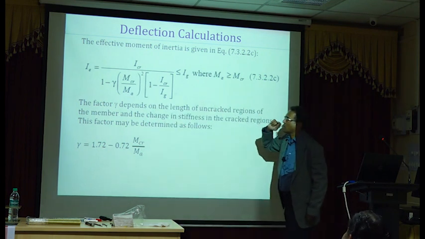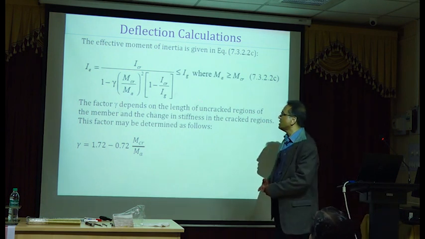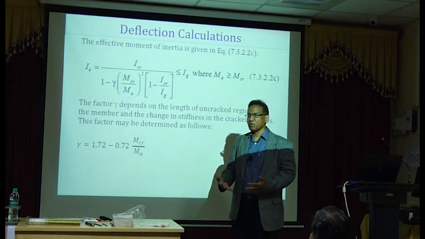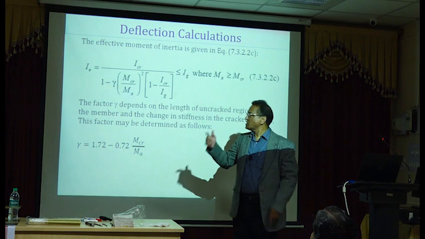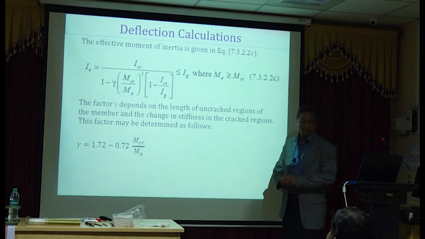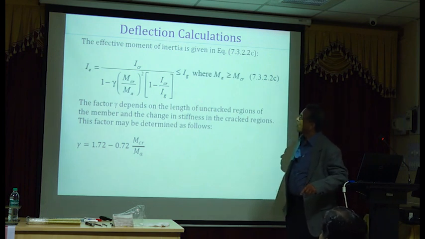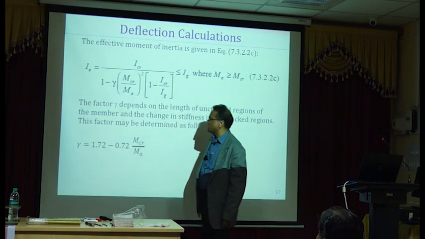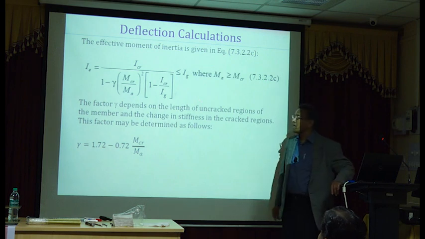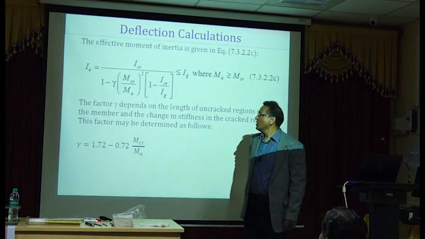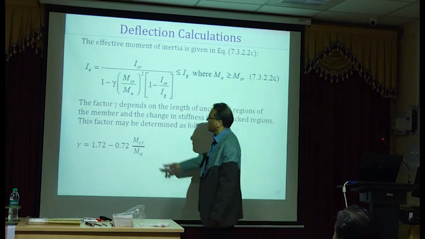So use this only, because there are some problems when the equations in the ACI code at the time of publication are not working, so people change them. Every time it is updated, so this is the latest revised equation. In this expression, gamma equals 1.72 minus 0.72 M_cr over M_a, where M_cr is the cracking moment and M_a is the service load moment for which you are finding the deflection. Very simple, very straightforward.